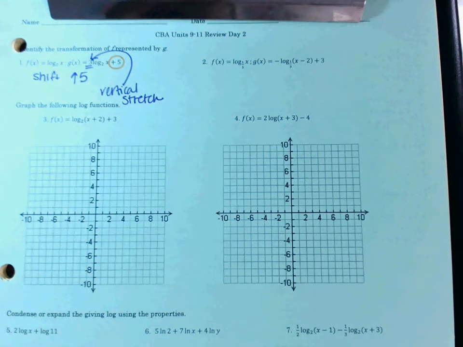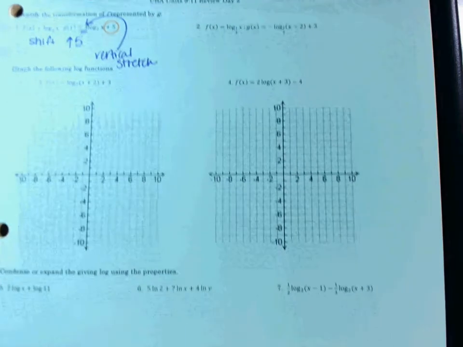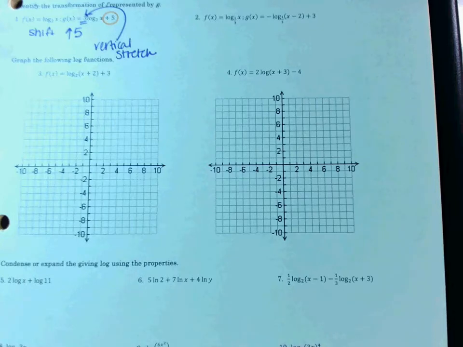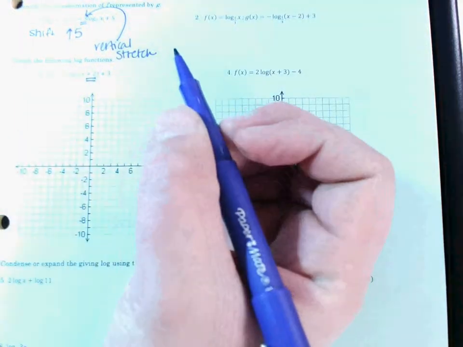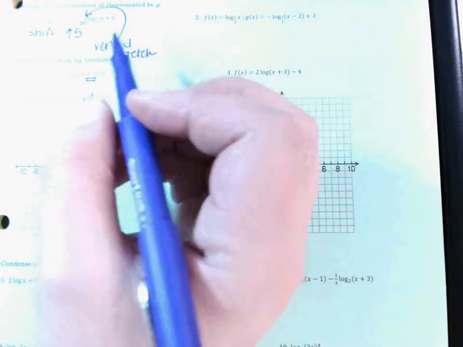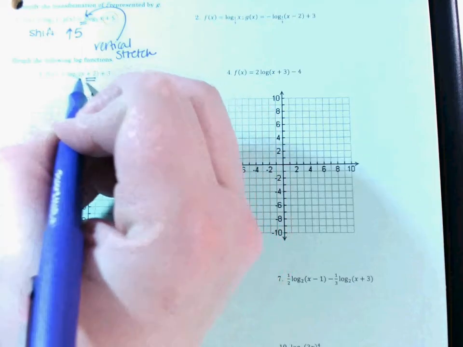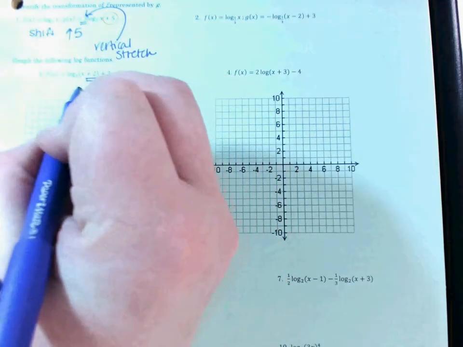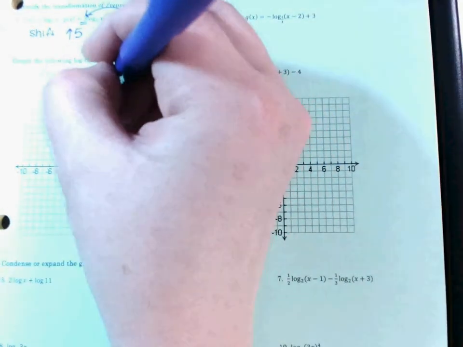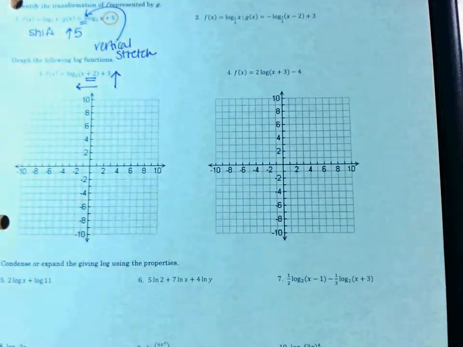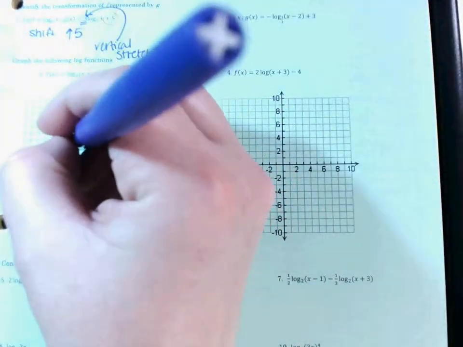Okay? Then on the next one, you should be able to do that. You're just looking for each of the pieces. Okay? Go down to the next two. Remember that for logs, you have a vertical asymptote. So if I'm doing number 3, I have a +2 in here. Which way are we shifting? There's a +2 on the inside. We're shifting to the left, right? And then +3 is going to be up 3. Good. So left 2, up 3, that puts me here.